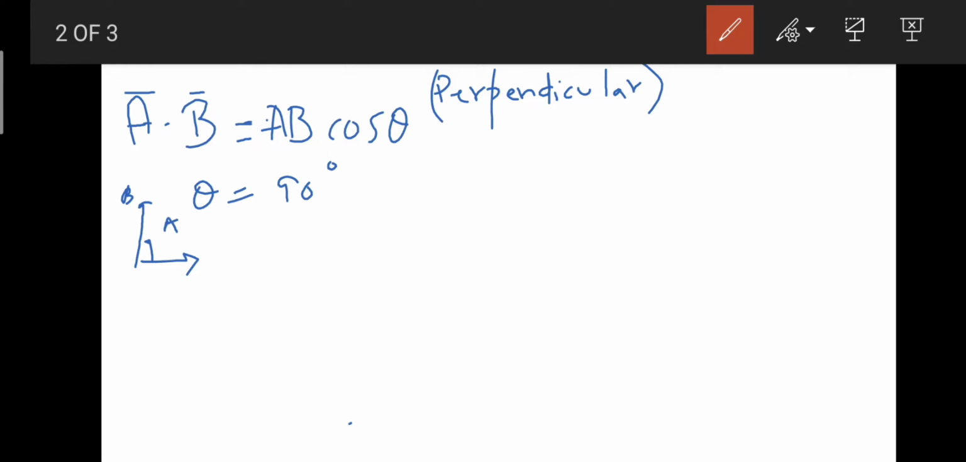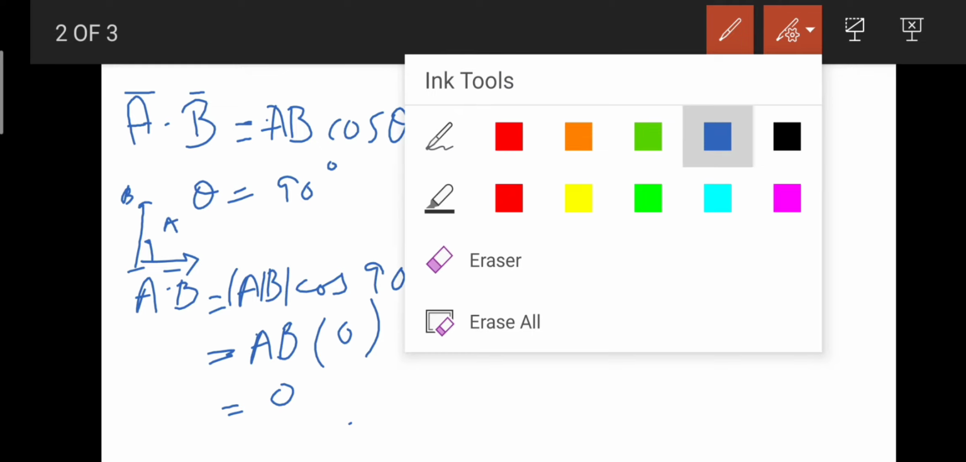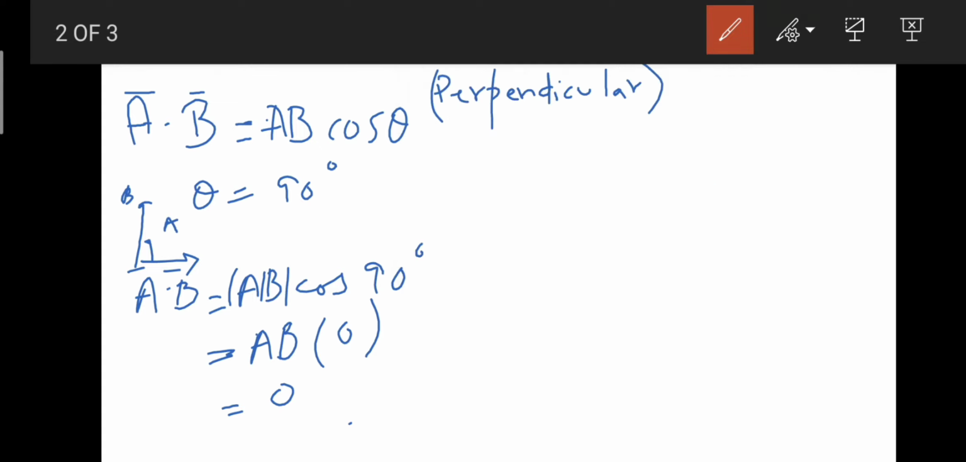So if I put the value, it will become ab cos 90 degrees, and this is basically the magnitude of a and magnitude of b. So it will become ab, and cos 90 degrees is equal to 0, so I would write 0 over here, and in this case the answer would be equal to 0. So for a dot b, for the perpendicular vectors, we get the answer equal to 0.